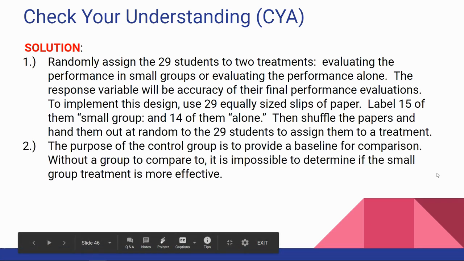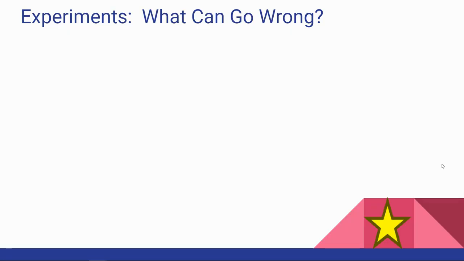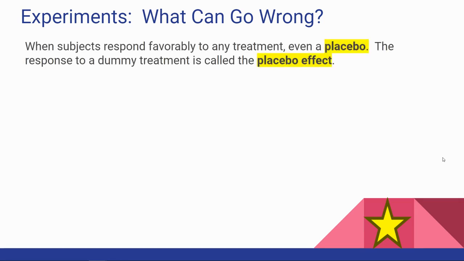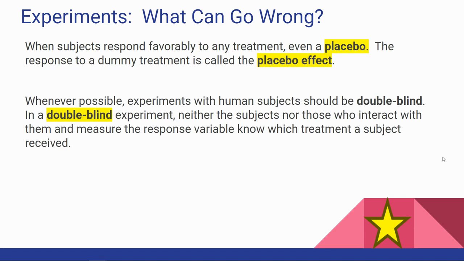The purpose of the control group is to provide a baseline for comparison. Without a group to compare to, it is impossible to determine if the small group treatment is more effective than doing it alone. So experiments, what could go wrong? When subjects respond favorably to any treatment, even a placebo, the response to the dummy treatment is called the placebo effect. Whenever possible, experiments with human subjects should be double-blind.